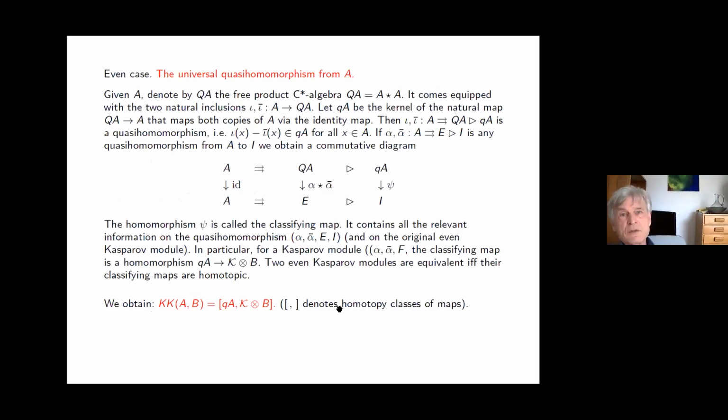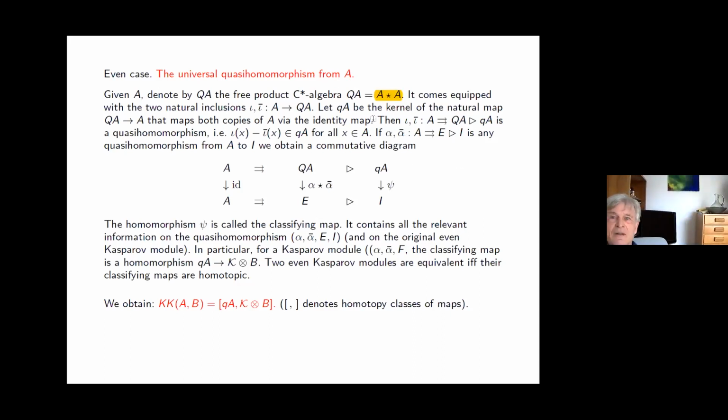Okay, now let me continue with the even case first before I come again to the odd case. So in the even case, we have seen that the even Kasparov module gives rise to a quasi-homomorphism into the compact operators. And the fact is that there is a universal quasi-homomorphism. Namely, let me try again if I can mark, but probably it will not work. So let me have a look. Okay, this time it works.